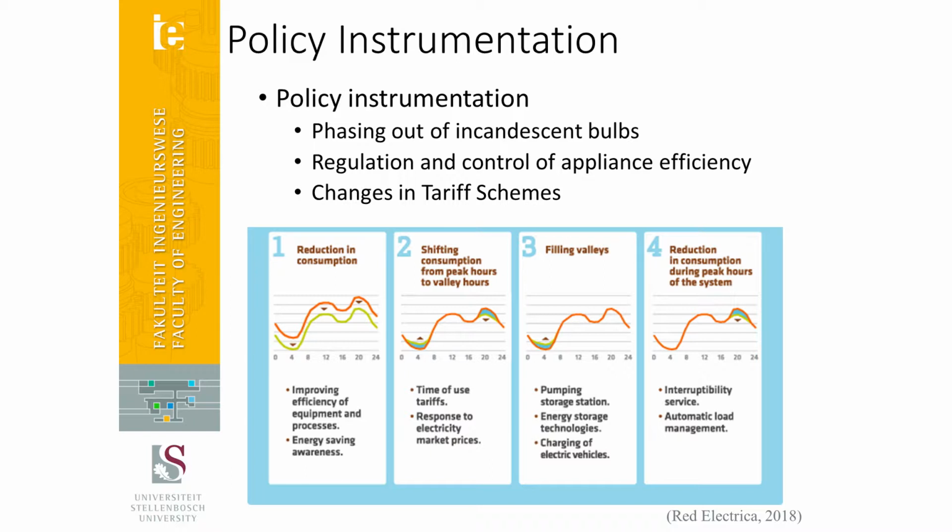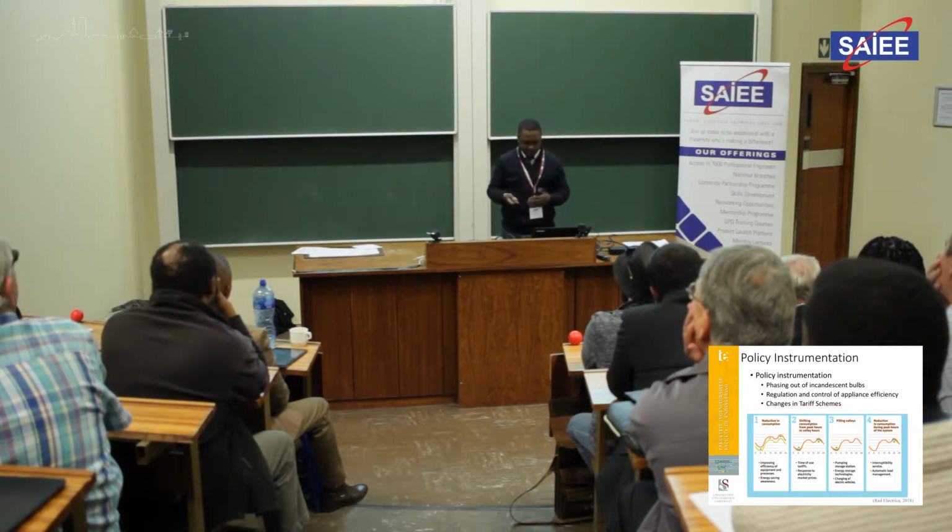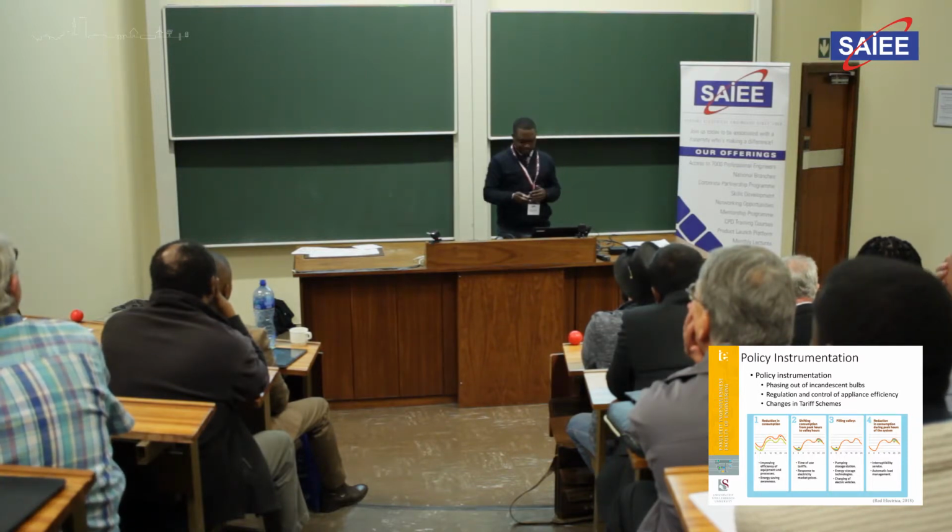So you can see on that chart the different effects. For example, the first one, reduction in consumption. You just see that the whole profile just lowers. Then shifting consumption from peaks. This can also be an effect of tariffing. Then filling in the valleys can be an effect of storage, charging electric vehicles and things like that. Then the last one also shows the reduction in the peak demand.